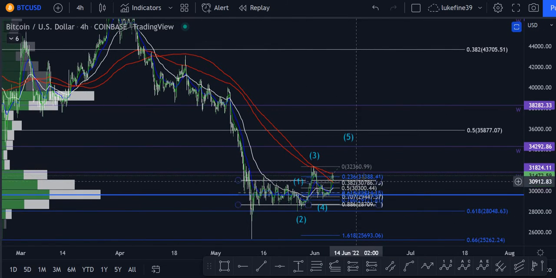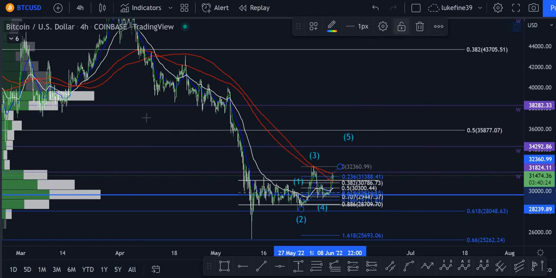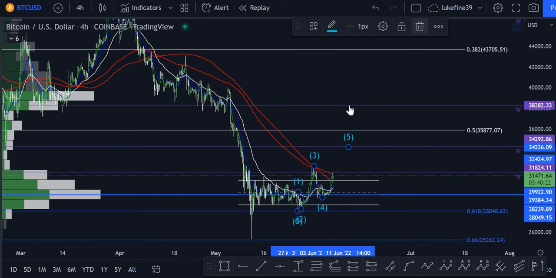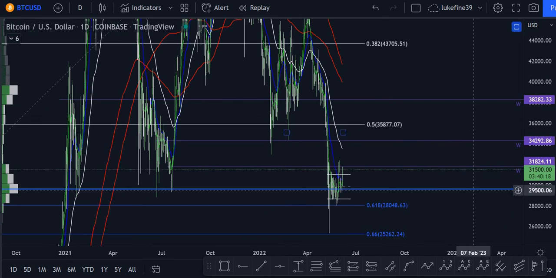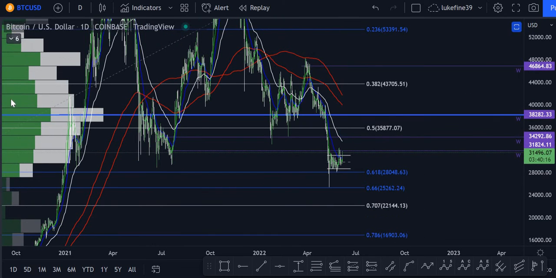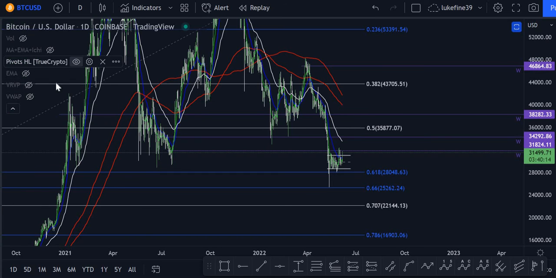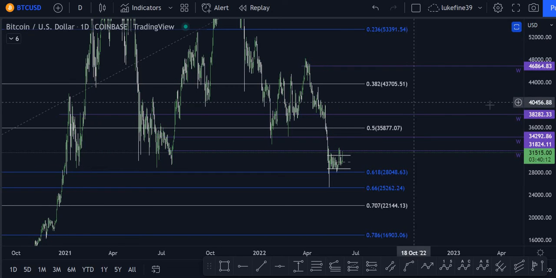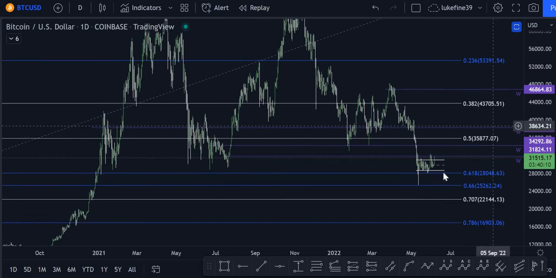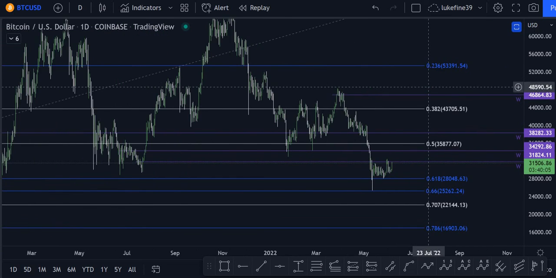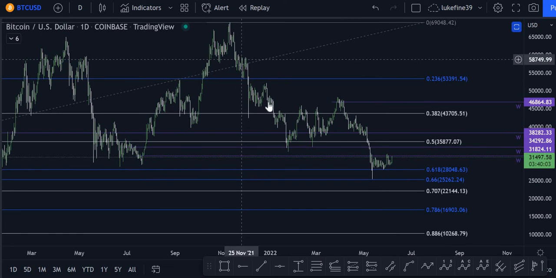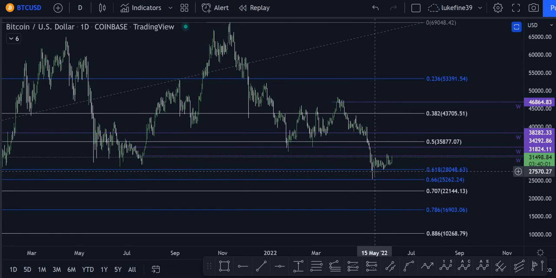So let's go back, let's just remove these fibs and this, and let's go back on the daily and get a higher time frame idea of all of this. Let's remove all of these EMAs. We want a clean view. Let's even take this out. So basically, see, we hit the 0.618.